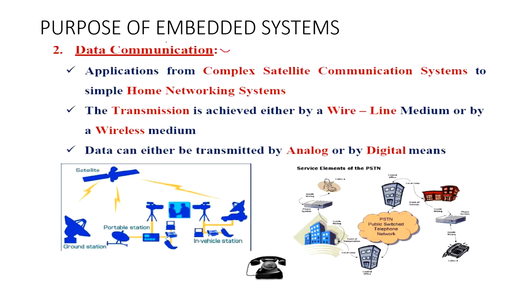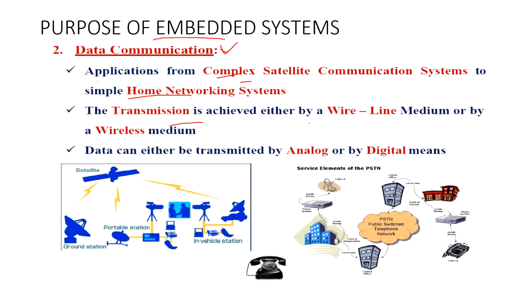Then the second purpose is data communication. So what are the applications? Normally embedded systems are used in complex satellite communication systems and in simple home networking systems. A satellite has to send the data from the satellite to the region. We also have home networking systems wherein data communication takes place.